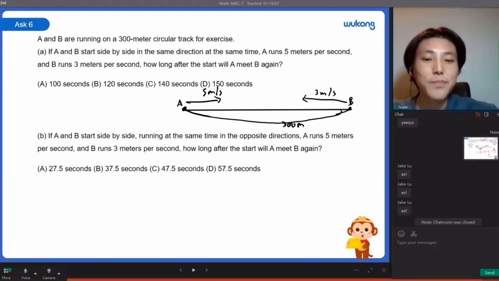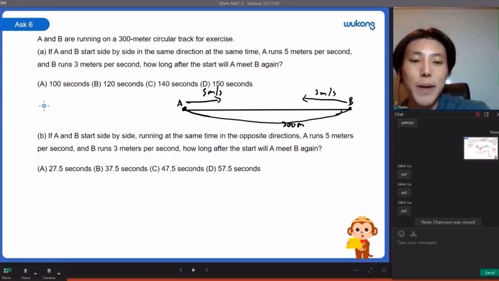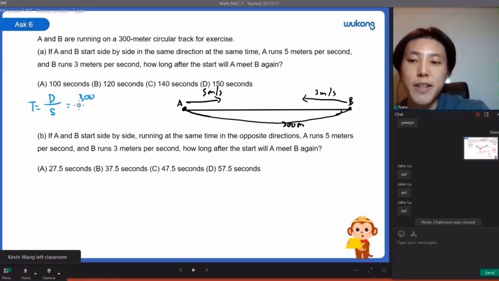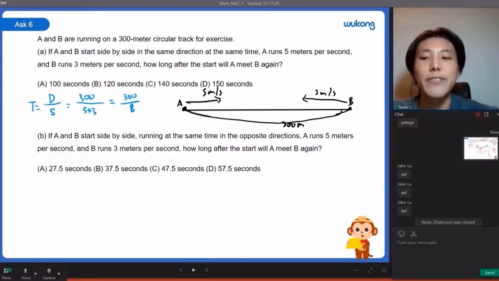Okay, so all you have to do is the same as before. Remember, we want to look for time. Time equals the distance apart from each other and the combined speed. Distance is 300, the combined speed is 5 plus 3, which equals 8. Now, what's 300 divided by 8? It's going to be 37.5.